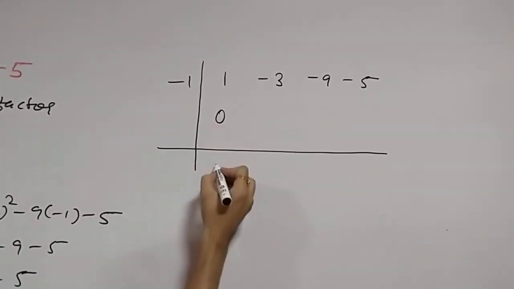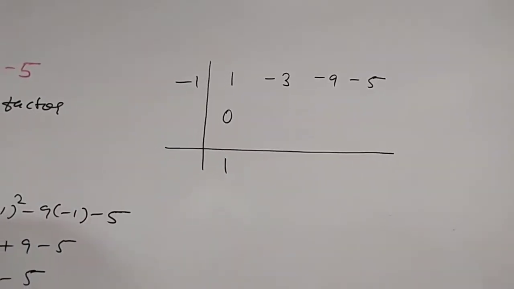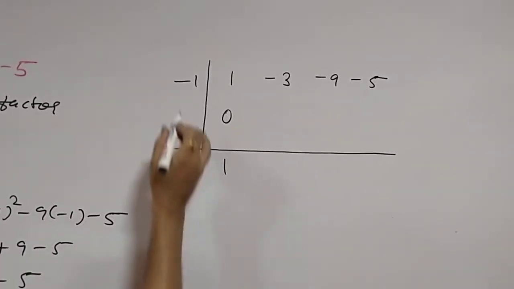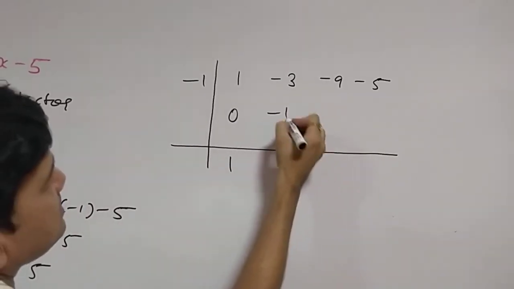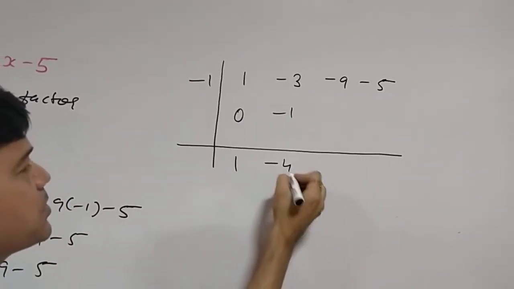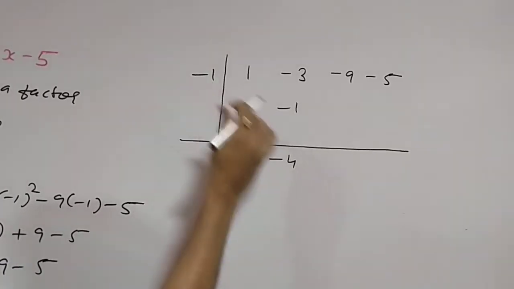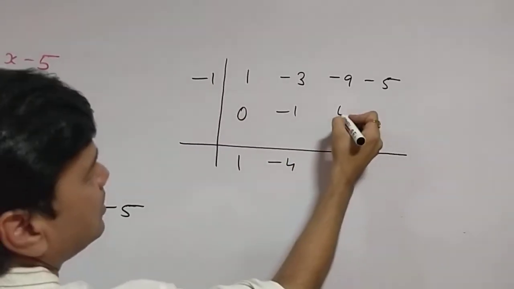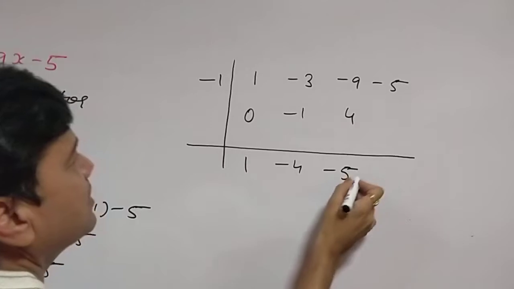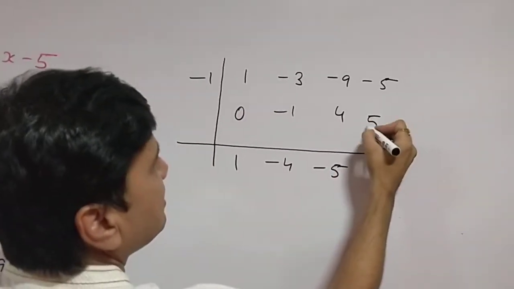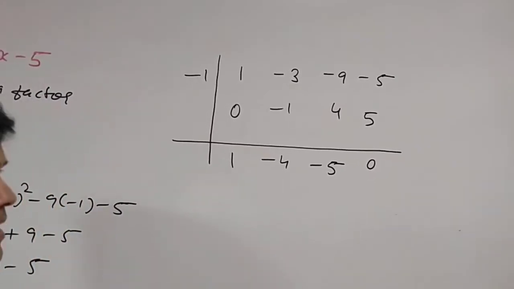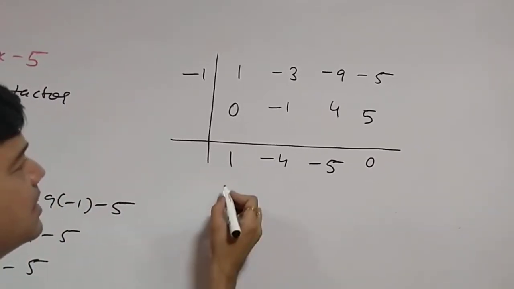Here write 0. What comes? 1 plus 0 is 0. Then 1 into minus 1 is minus 1. What is the answer? Minus 4. Minus 1 into minus 4 is plus 4. Minus 5. Minus 1 into minus 5 is plus 5. And the answer is 0. So what is a factor?